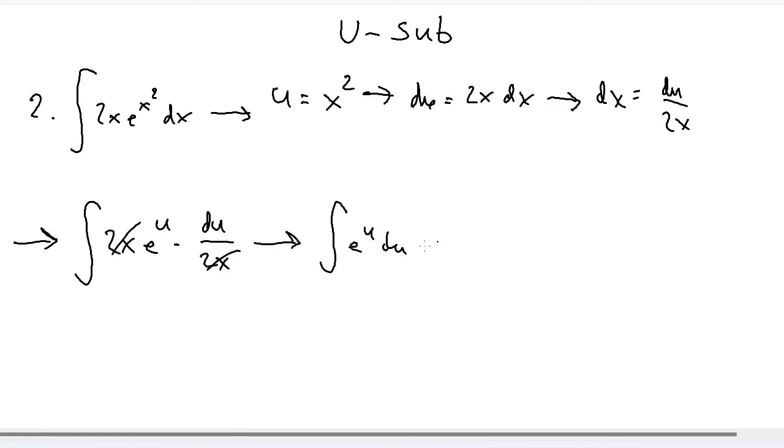The derivative, or the integral of e to the u, is e to the u, because we derive e to the u to get to e to the u. So the integral is e to the u, du goes away, and we know that u is equal to x squared, as mentioned up there. So we get e to the x squared plus c as our final answer.